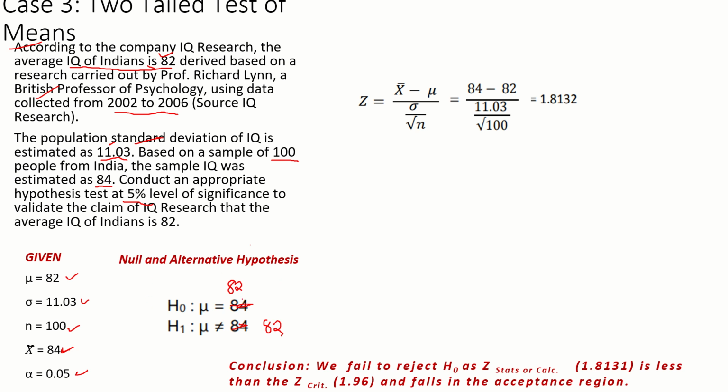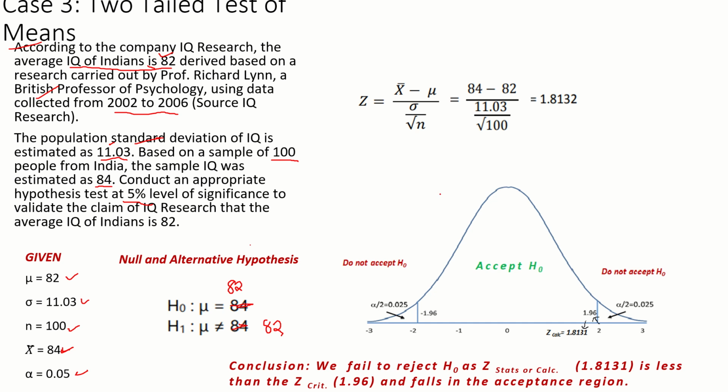The null and alternative hypotheses can be built like this: equal to and not equal to. That means we will accept it if it is equal to 82, and we are not going to accept it if it is not equal, that means if it is greater than 82 or less than 82.